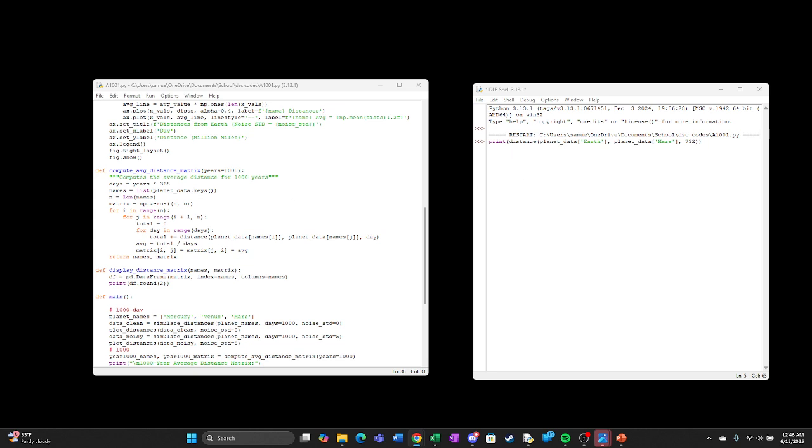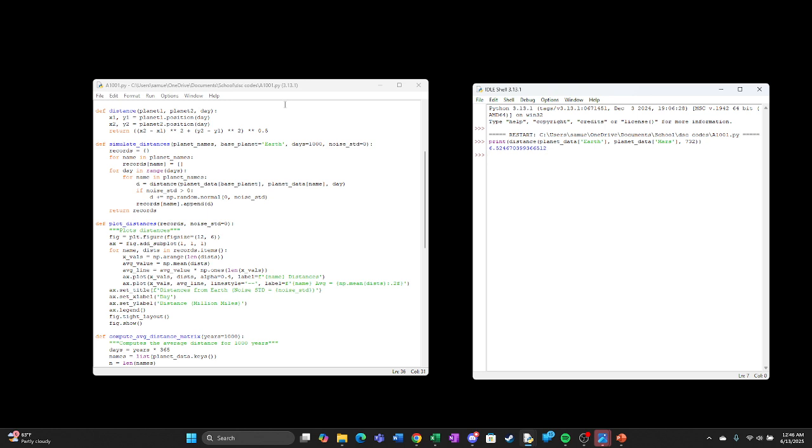So to start out, what is the distance between Earth and Mars on day 732? So I've already got this put in here. This uses the distance function. As you can see, it's 6.5 million miles, which is to be expected because this is about 2 Earth years and about 1 Mars year close. So they're going to be very close to the closest point in their orbits.